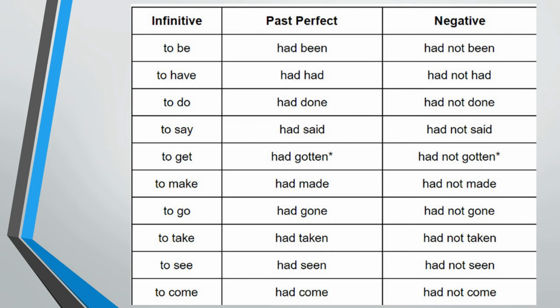Here the past perfect without adding ed, but change the verb in the past. Like to be, it will be had been, to have, had had, to do, had done, to say, had said, to get, had gotten, to make, had made, go and gone, taken, seen, come, like that.